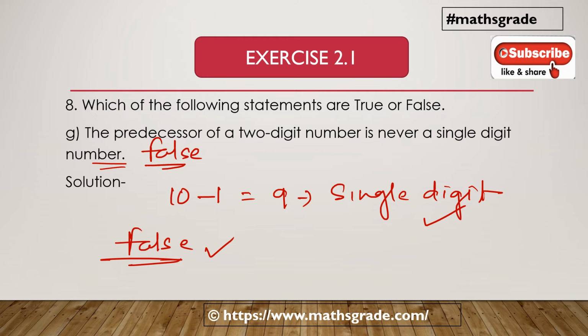So the predecessor of a 2-digit number can be a single digit number. The predecessor of 10 is 9, and 9 is a single digit number. So this is false.